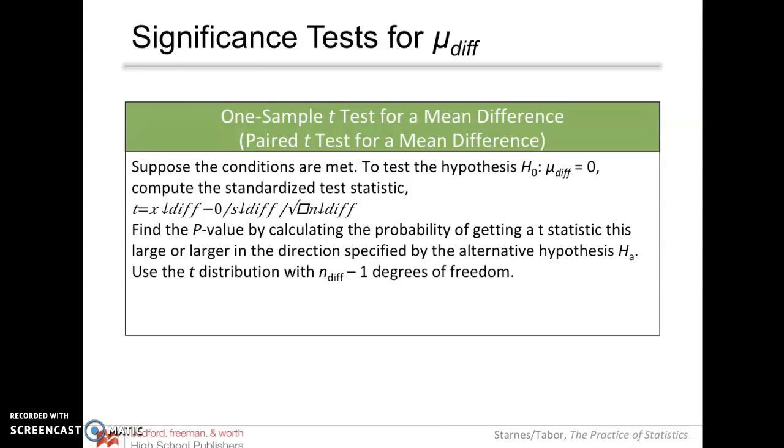So suppose the conditions are met to test the hypothesis, which is mu sub difference is equal to 0. We compute the standardized test statistic. We have some examples of that in our notes. And we're going to find the p-value by calculating the probability of getting a t-statistic this large or larger in either the negative direction, the positive direction, or in both directions if it's a two-sided test in our alternative hypothesis. And we would use the t-distribution in table B with n minus 1 degrees of freedom.